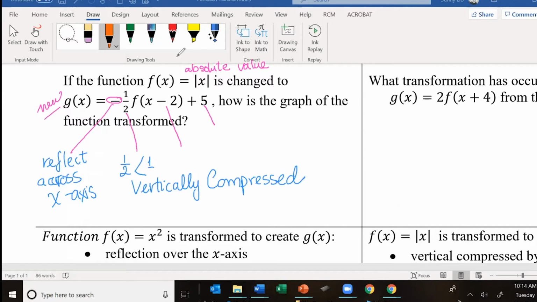Next, we have the x minus 2 in the middle. Whenever it's with the x, it's going to move your graph either left or right. Okay, and remember the opposite. The sign right here is minus 2. So your graph is going to be moving to the right 2 units.